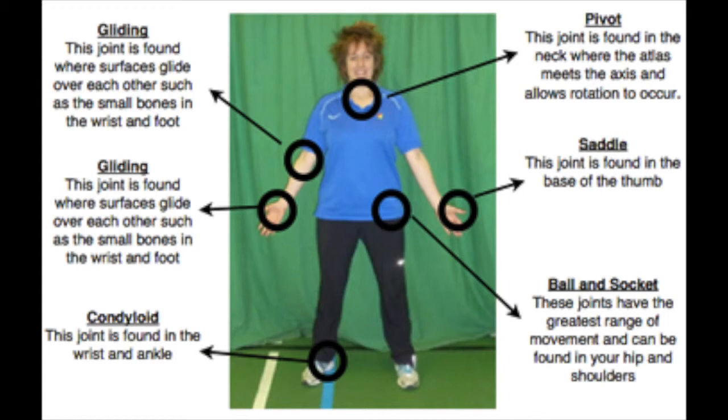The pivot joint. This is found in the neck where the atlas bone meets the axis and allows rotation to occur. The saddle joint is found in the base of the thumb, and the ball and socket, which allows the greatest range of movement, can be found in your hip and shoulders.